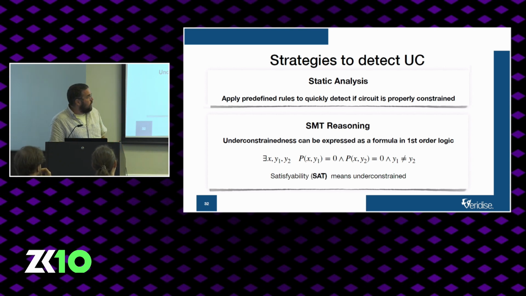So basically, you express this under-constrainedness property as a formula in first-order logic. You say the circuit is under-constrained if there exist x and outputs y1 and y2, such that y1 is different from y2, but both the pair x, y1 and x, y2 satisfy the circuit. I mean, f of x can only be y1 or y2 if it's a deterministic computation. So if you have two separate outputs that could both satisfy the circuit for the same input, then there's a high chance that there's something fishy there.